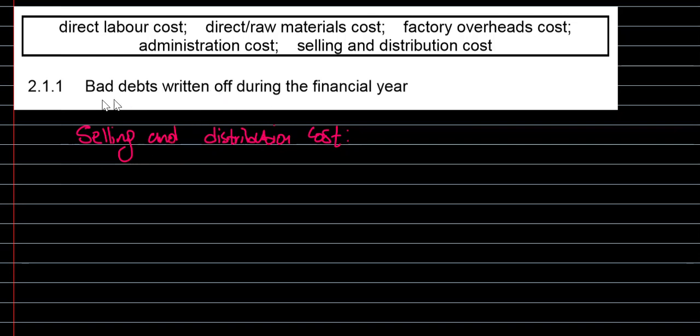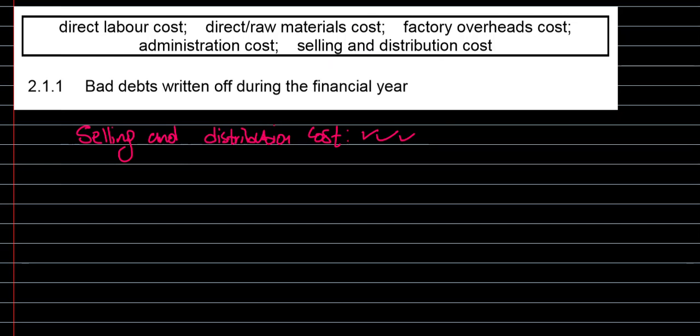Why are we taking bad debts and we associate bad debts with selling and distribution cost other than these ones? It's because if you speak about bad debts, these people bought something from us, they were debtors, and they went away not paying us anything. So when we are recording all the bad debts that were written off, we record it under selling and distribution cost. So that's why we are writing it there. Okay, let's go to the next one.